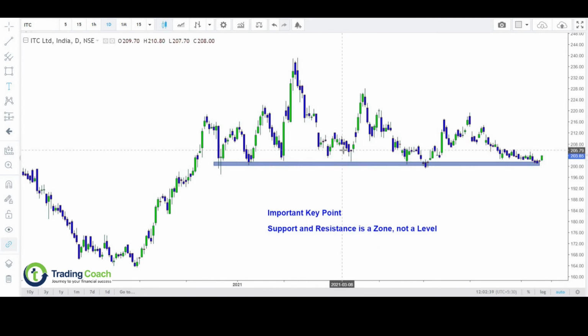Now let us see how to draw the horizontal resistance zone using the same technique. So let me look at another script, another stock, and let me show you the example.